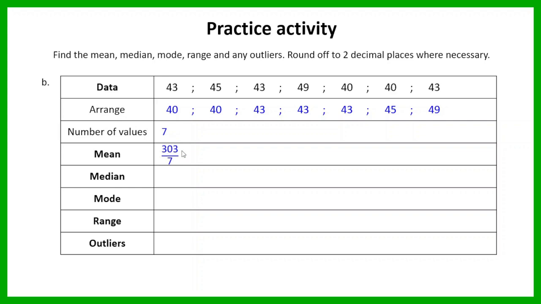Then the mean, we take all of those and we add them up, and then we divide by 7. So that's going to be 303 when you add it all up. Divided by 7 gives you the mean of 43.29.